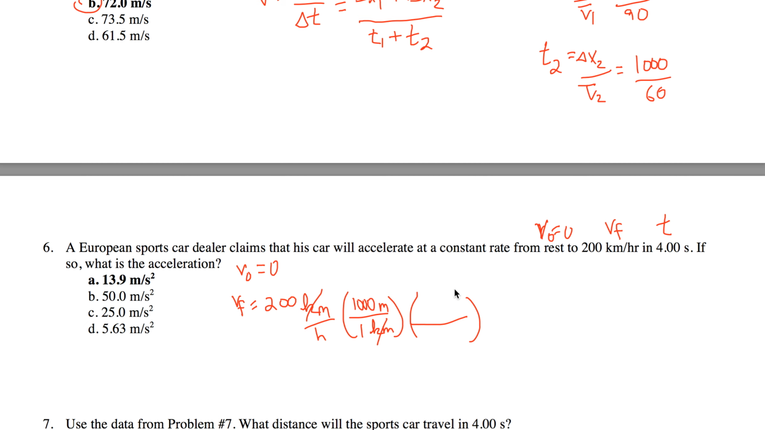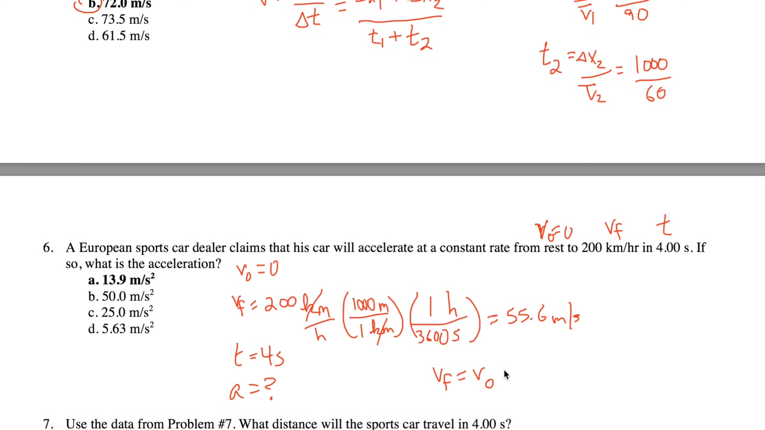So the hour has to be on top, and the seconds has to be on the bottom. And there are 3,600 seconds in 1 hour. And this number happens to be 55.6. I had this one memorized. So now it's in the correct units. And we have our time is 4 seconds. And we're looking for the acceleration. So a kinematic equation that has these 4 variables is going to be that first one.